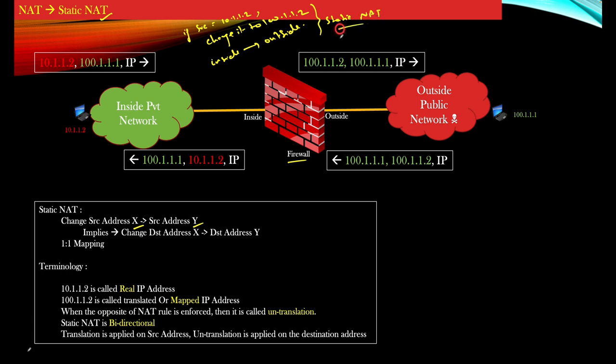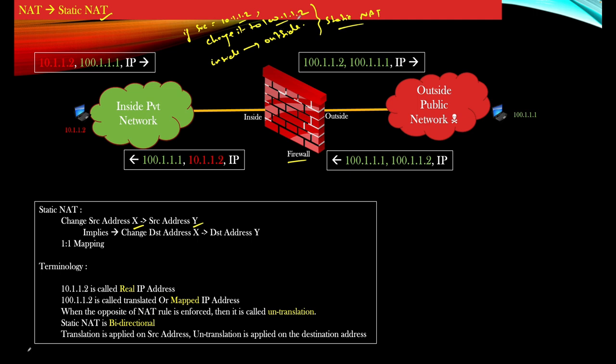Why is it called static? Because the user explicitly specifies which source address has to be updated to which address. Here I am specifying that if the source address is 10.1.1.2, then explicitly update it to 100.1.1.2.